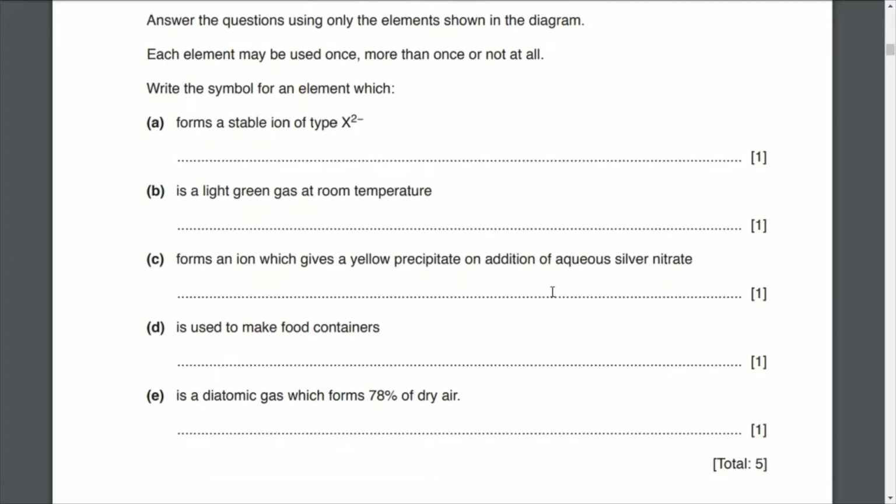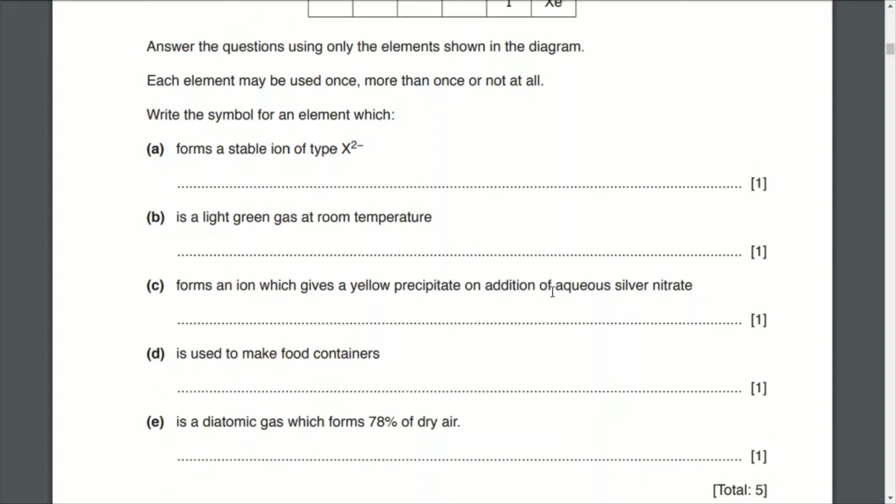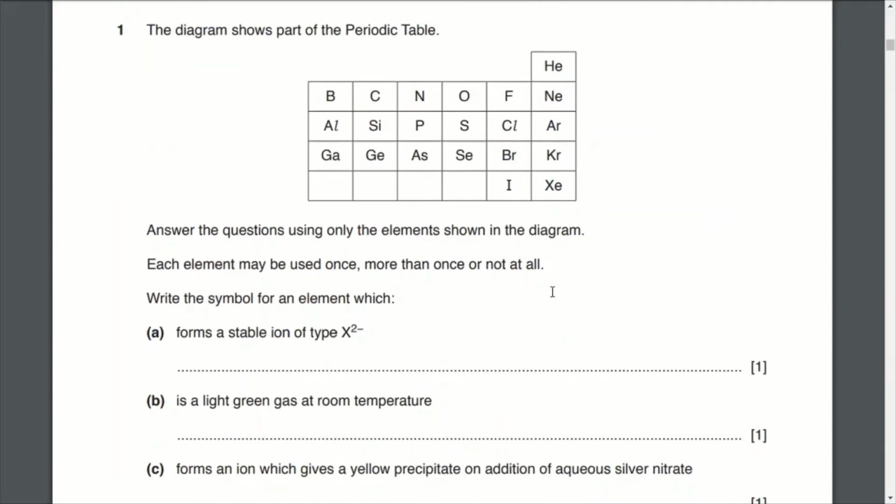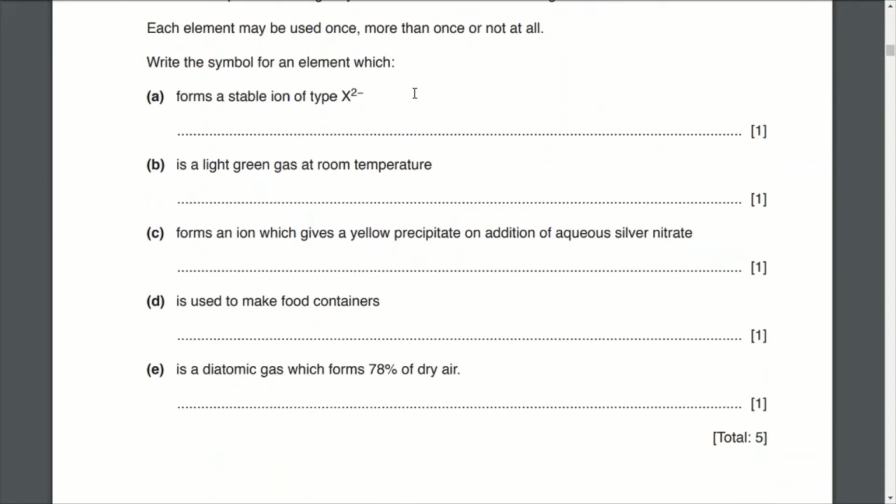Part E is a diatomic gas which forms 78% of dry air. So there are many diatomic gases over here. However, 78% of dry air is only taken by nitrogen. Only N is the suitable answer for this question. You can easily gain 5 marks in this. Now here is the tip that I'll bring for you over here: usually this question helps you in gaining marks.